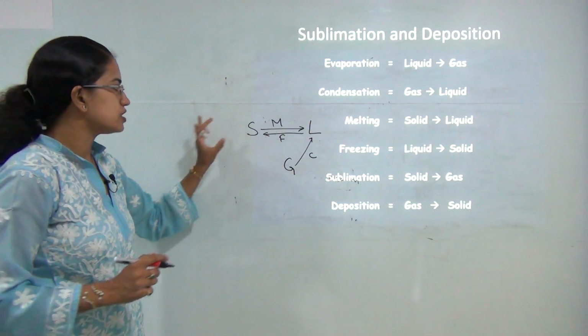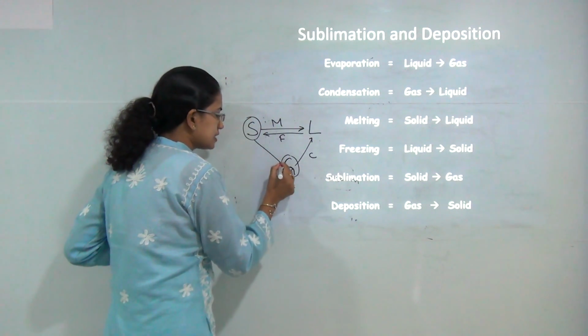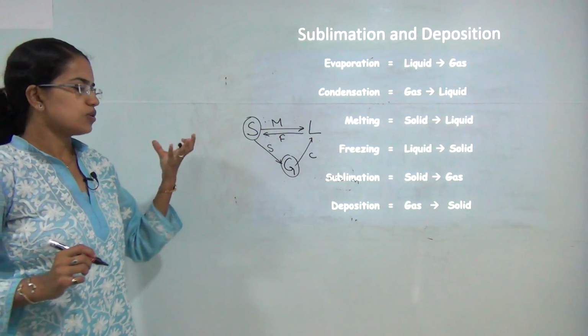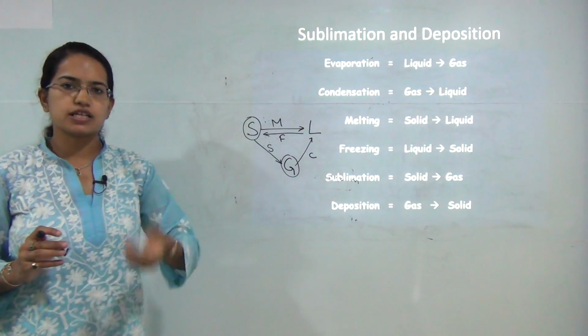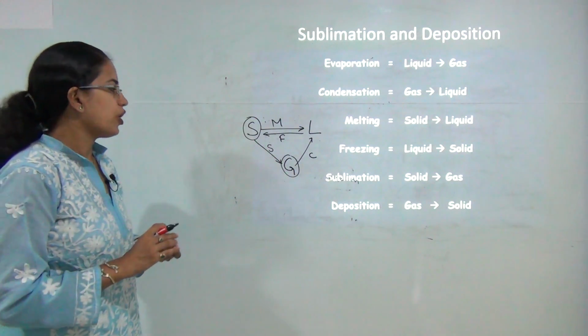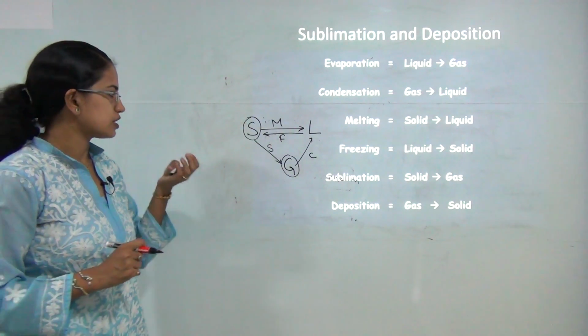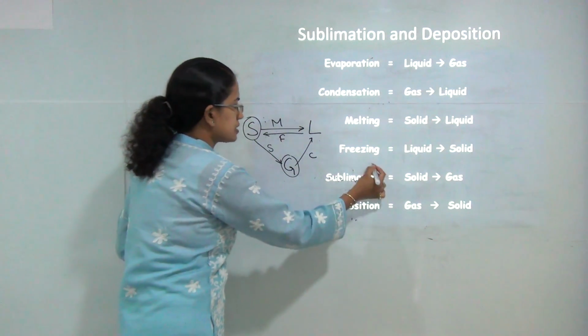However, there is a process when solid state directly changes into gaseous state, and this process is known as sublimation. So assuming that you have ice crystals and rather than becoming water, they directly evaporate, or you have compounds like dry ice that directly evaporate. So that is the process known as sublimation.